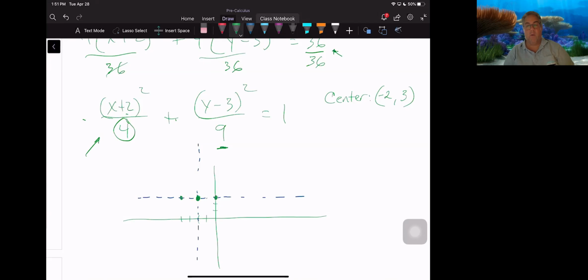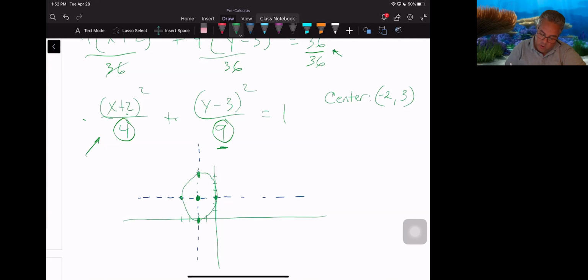All right, now along the y-axis, I'm going to take the square root of that number, which is 9. Square root of it is 3. So I'm going to move 3 away from the center. So 1, 2, 3. And then 1, 2, 3. All right, so it's not the best picture, but there's our ellipse.